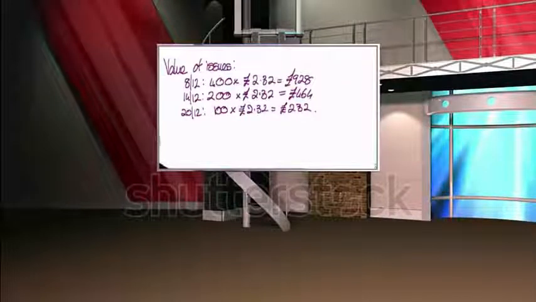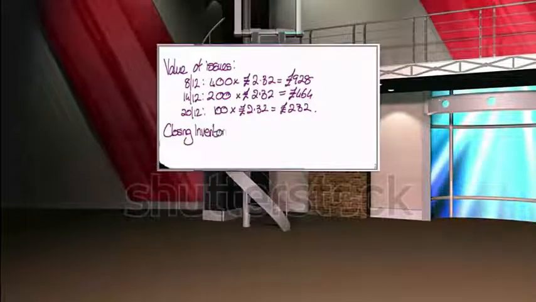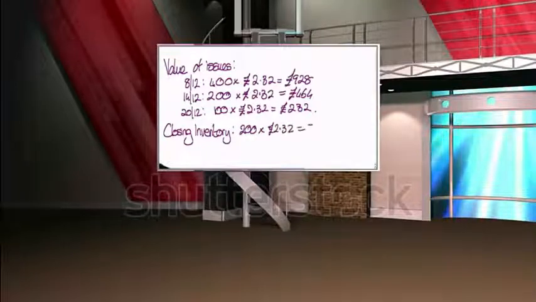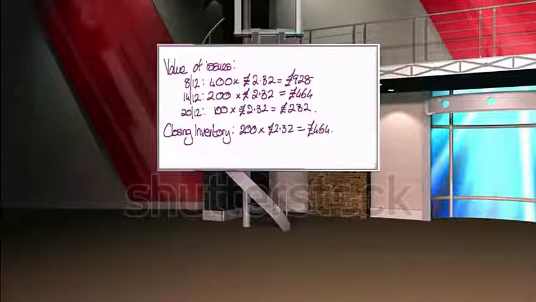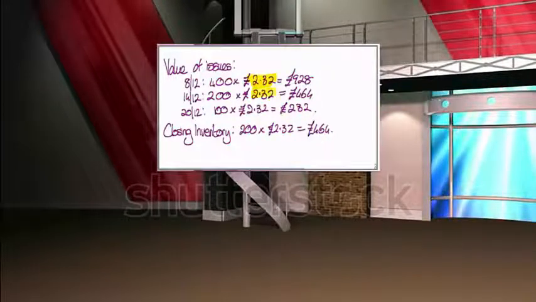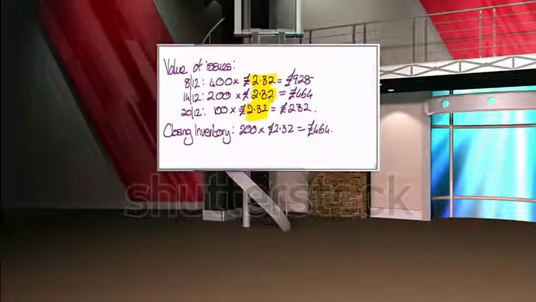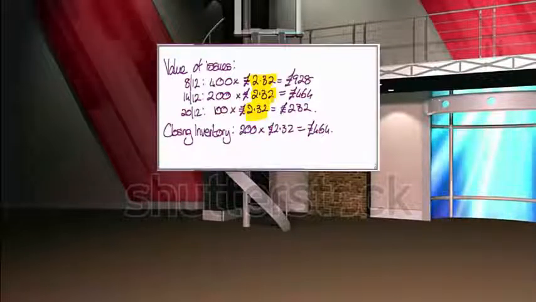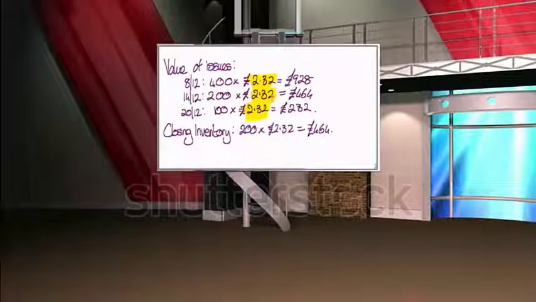And finally, we would then value our closing inventory, which was 200 units at £2.32 each. Our closing inventory value would be £464. So very straightforward, and the periodic weighted average method has the advantage of putting the same value on all of our issues. So it might be easier to understand. The problem with this approach, of course, is we have to wait until the end of the period to know what the cost of each issue was.